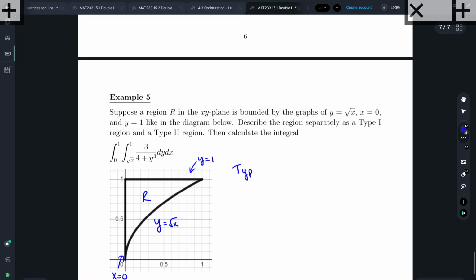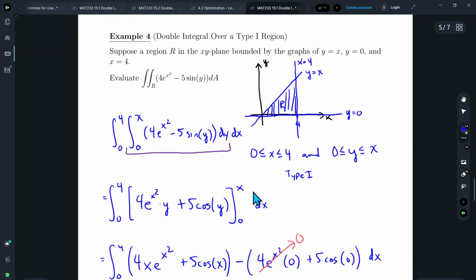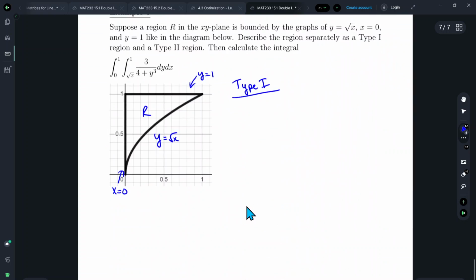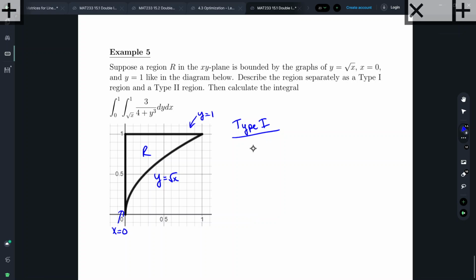So let's describe it in each way, right? So if you remember, in a type 1 region, the x variable varies between two constants. So here we have to describe x as being between two numbers, right? So x goes between here and here, right? So the left boundary is when x equals 0, and the right end of the region stops here where x is equal to 1.